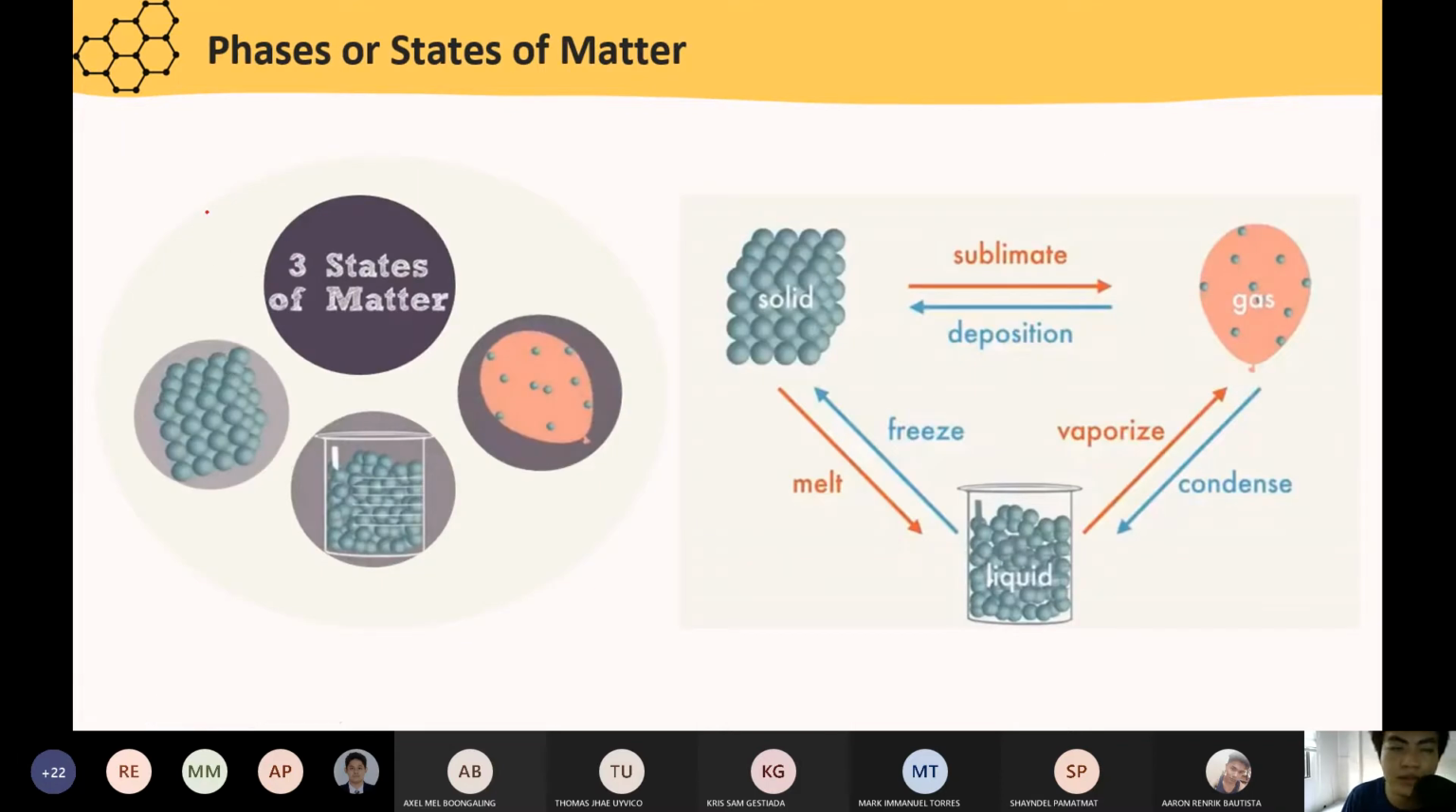No? Since we are talking about matter, we should know that matter appears in three distinct phases. We have the solid, we have the liquid, and we have the gas phase. Okay? So what's the difference between the three?